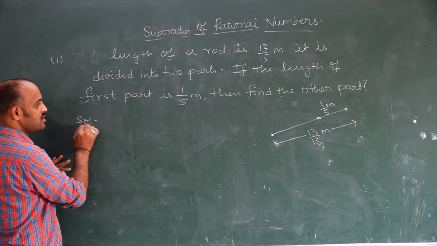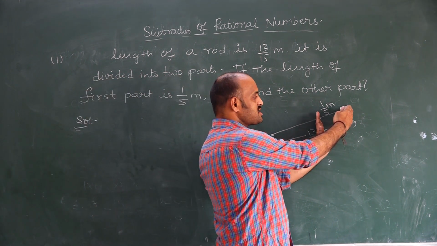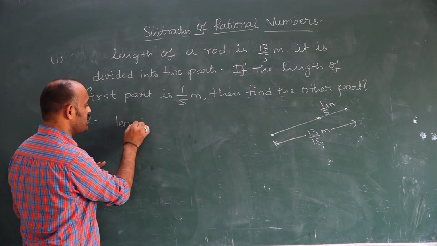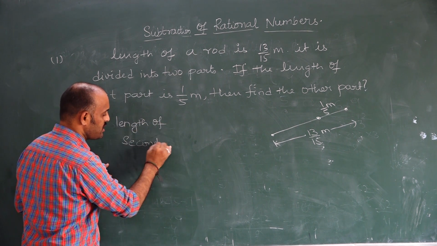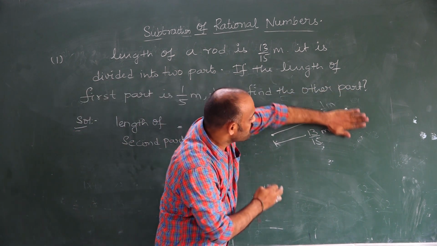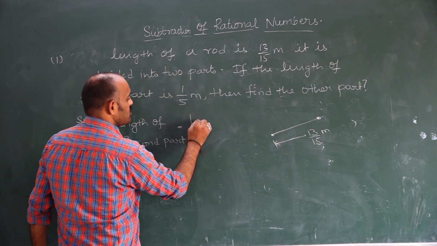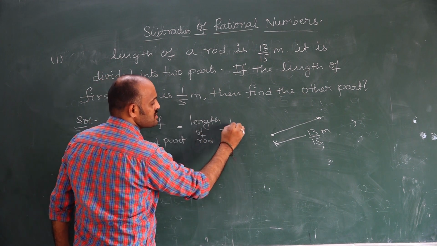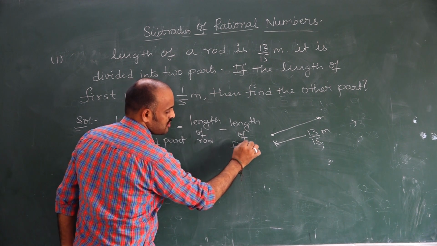See this. The length of the entire rod is nothing but the length of the first part plus the length of the second part. If you want to get the length of the second part, from the total rod, if I subtract the first part, we are going to get the second part. So length of the rod minus length of the first part.